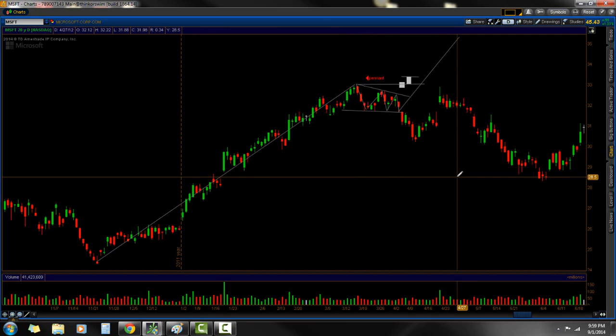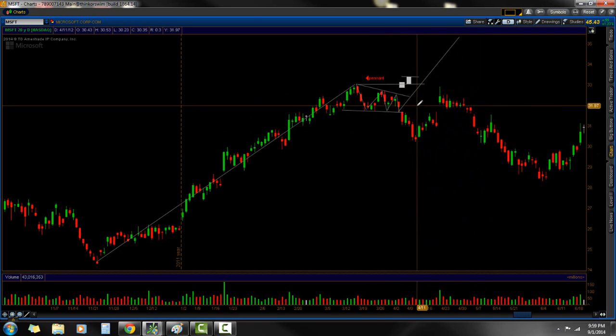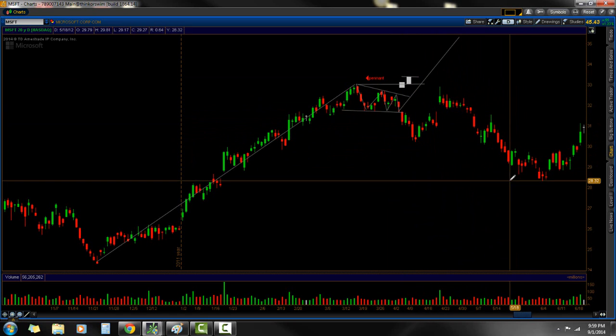Pennants are short, like I said, they're less than 3 weeks. That's 15 candles again, just like the flags. Anything longer than 3 weeks, it is a symmetrical triangle. Okay, it's not a flag. It's a symmetrical triangle, though it would be a very small one in this case. We look for bigger ones.